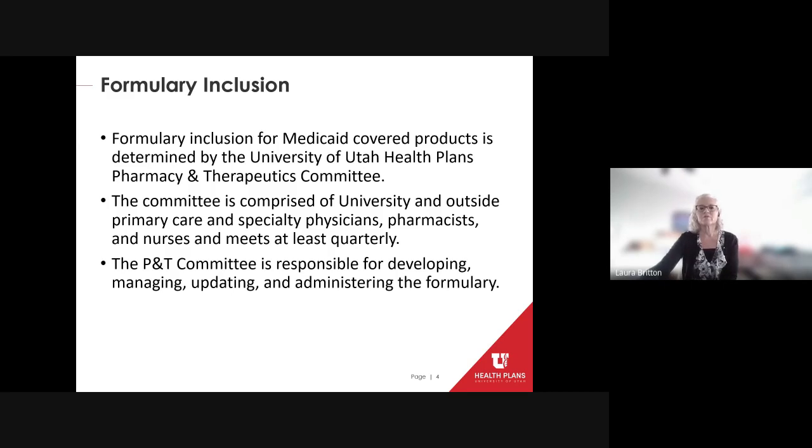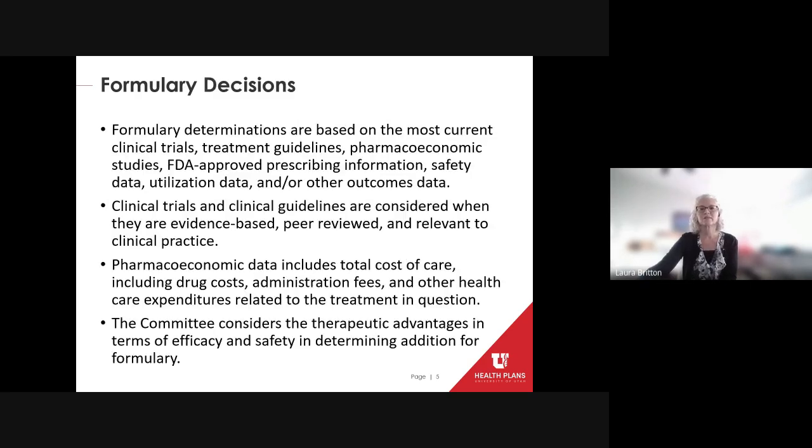As I mentioned, the P&T committee does make the determination on coverage of products on the formulary. It's comprised of university as well as outside primary care and specialty physicians, pharmacists, and nurses. And again, it meets at least quarterly. They're responsible for developing, managing, updating, and administering the formulary. Next slide.